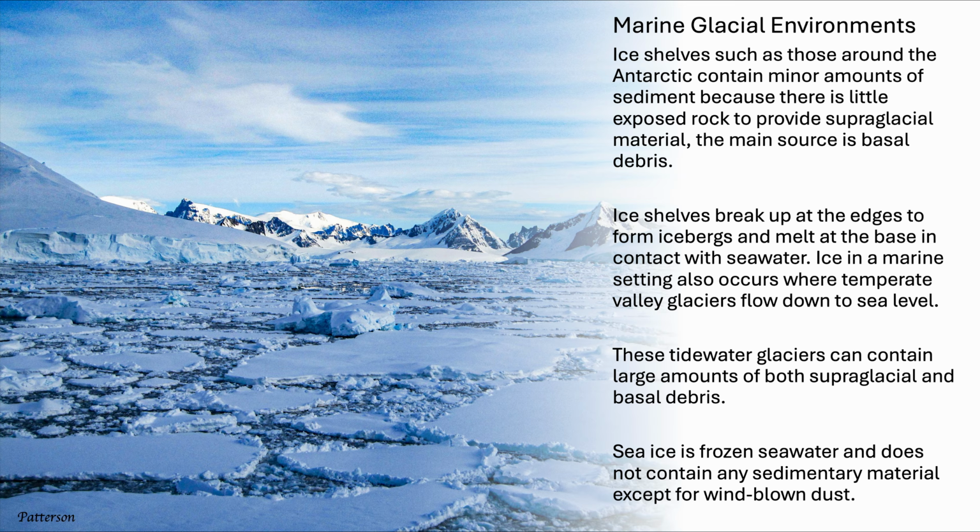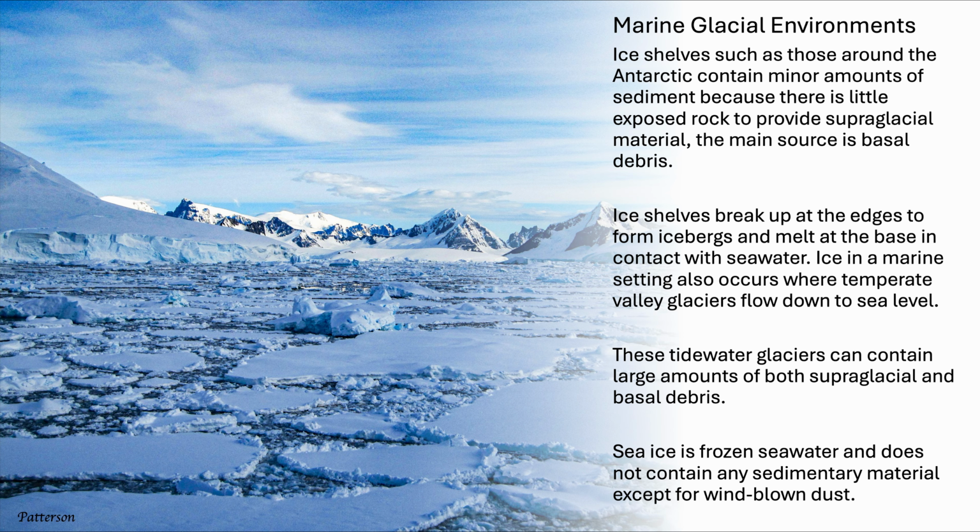Ice shelves around Antarctica contain limited sediment because there's very little exposed rock to fall onto the surface of the ice, becoming supraglacial material. Therefore, the main source is basal debris, material that gets ground or pushed along at the base of the glacier. Ice shelves break up at the edges to form icebergs, and they melt at the base in contact with seawater. It works its way underneath the ice shelf.